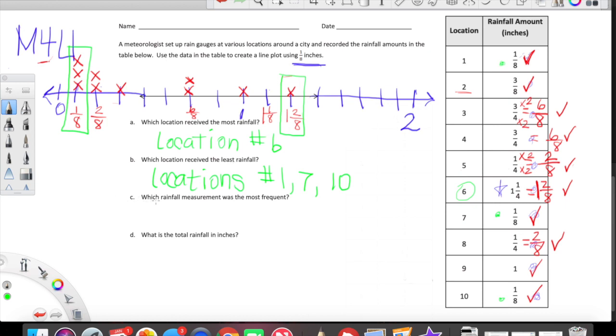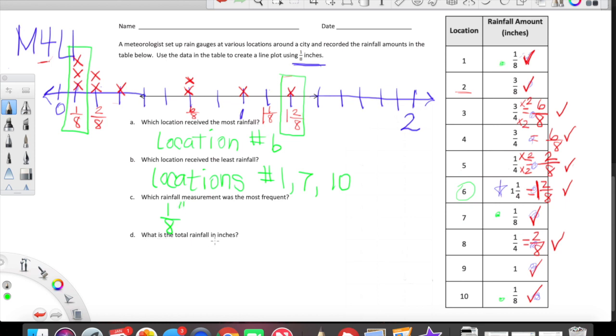Very good. Let's see which rainfall measurement was the most frequent, meaning of all of these X's, of all of this data that we plotted, which measurement recorded has the most X's stacked one on top of another? We can see, wow, again, 1/8 has, you guys can see 3 X's stacked on top of there. So which rainfall measurement was the most frequent? Well, 1/8 of an inch was recorded at 1, 2, 3 different locations. So the rainfall that was the most frequent was 1/8 of an inch. That little quotation mark is the shorthand for inch.